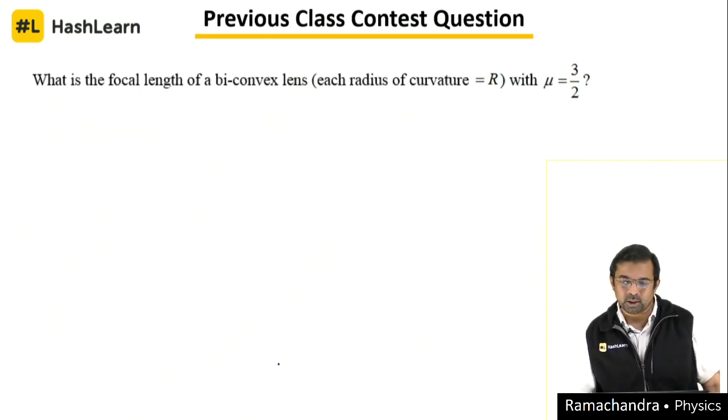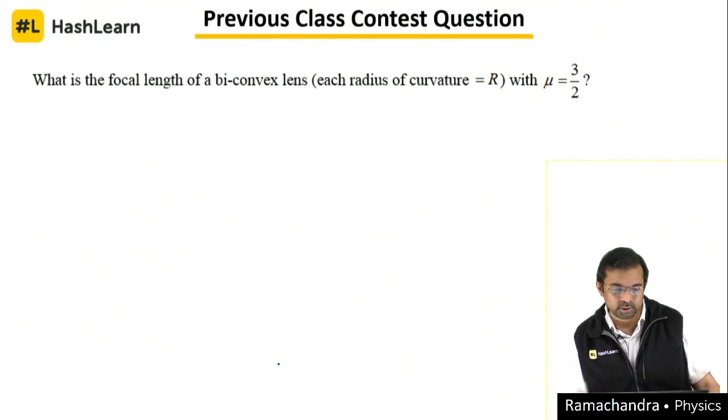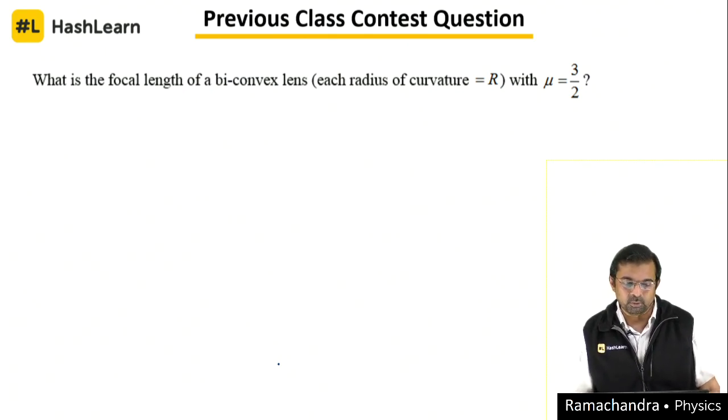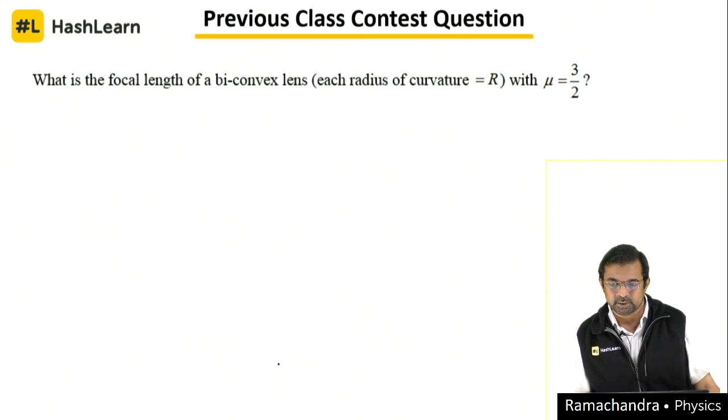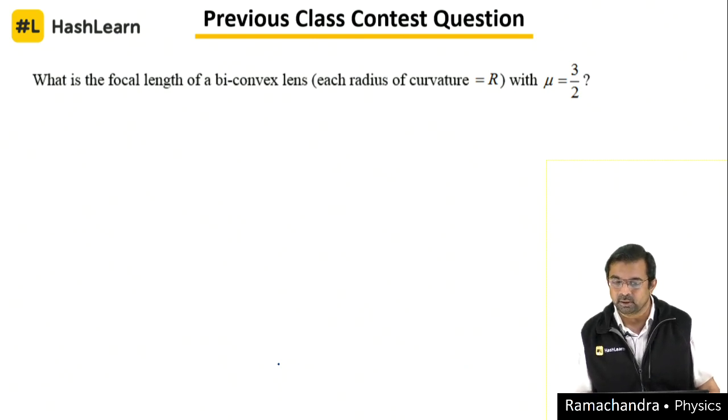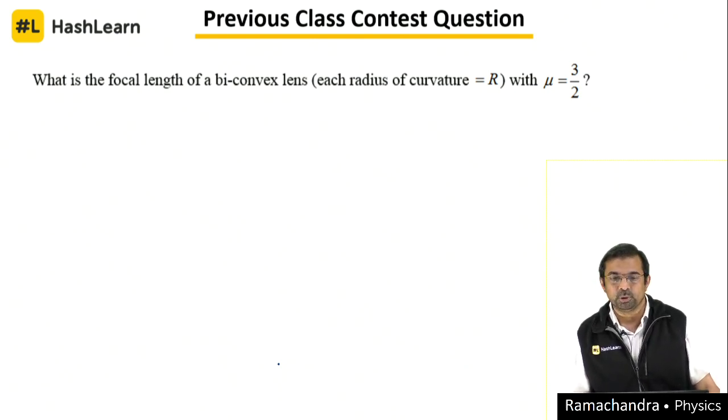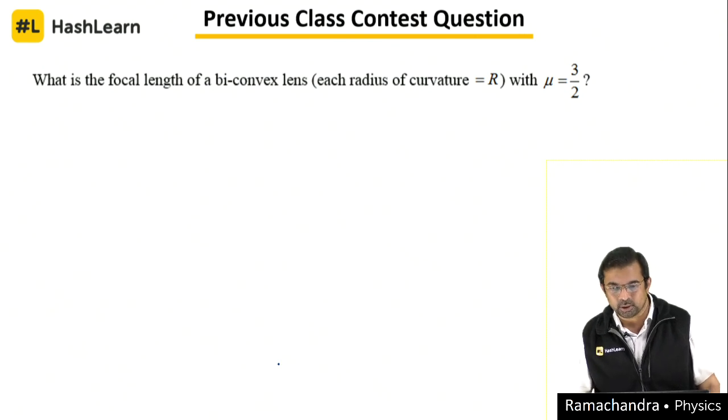So the previous contest question, probably this was the question that was given to you people. What is the focal length of a biconvex lens, each of radius of curvature R, with mu equals 3/4? Nobody has got the correct answer, it seems. So the answer seems to be R itself. So this is the previous contest question. My contest question, I will throw it now to all of you.